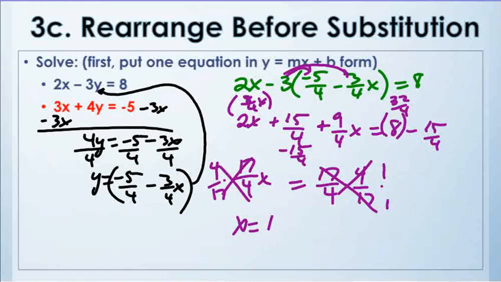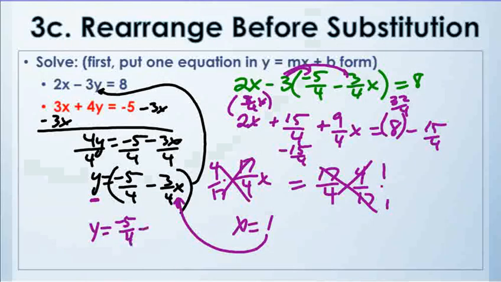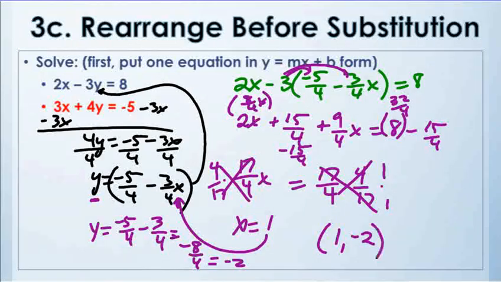And I substitute that in. I'm going to substitute that in for this x right here, since I'm trying to find my y. So now I have y equals negative 5/4 minus 3/4 times 1, which is just 3/4, which will give us a negative 8/4, which equals a negative 2. So y would equal negative 2. So my answer is 1, negative 2.